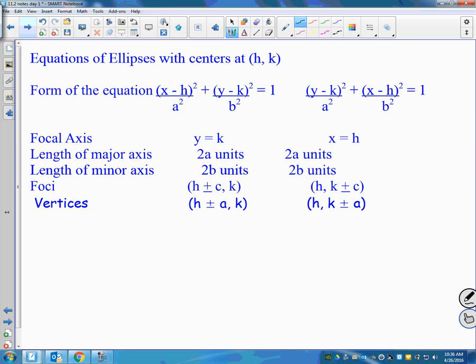But if the center is somewhere besides 0, 0, you just have that x minus h squared, y minus k squared. Again, you're still going to know that A is the bigger number. So if A is under x, it's going to be longer horizontally. If A is under y, it's going to be longer vertically. And your focal axis will be through that value in your center, which we're just going to practice doing. But notice the 2A and the 2B still are the same.